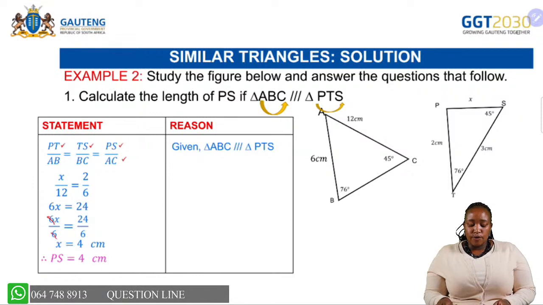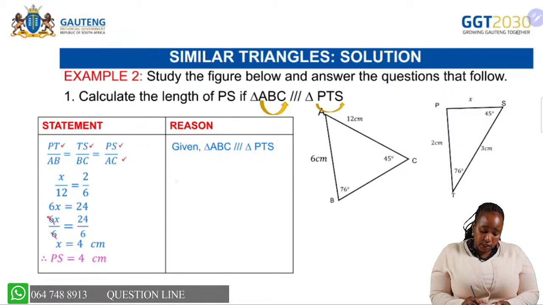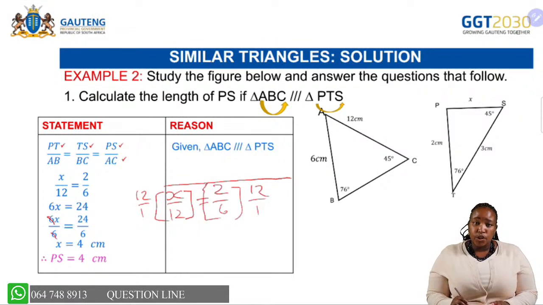Okay. You could have also used your multiplication, where you would have had to multiply both sides by 12. You can also do that. Please don't write this under your reason. I just have space on reason, so don't confuse it as the reason. All right, so we have x divided by 12 is equal to 2 divided by 6, right? Then we multiply both sides by 12 over 1. Okay, you're still with me?